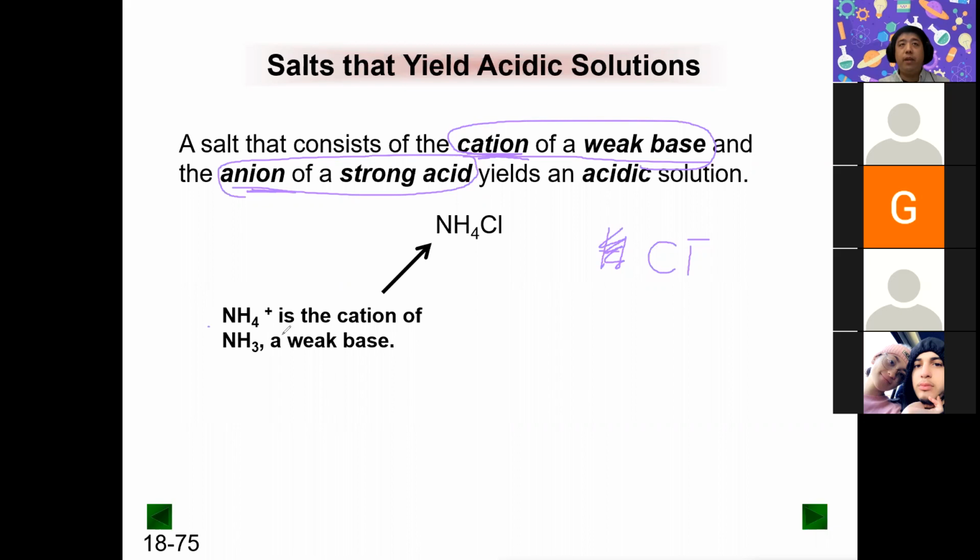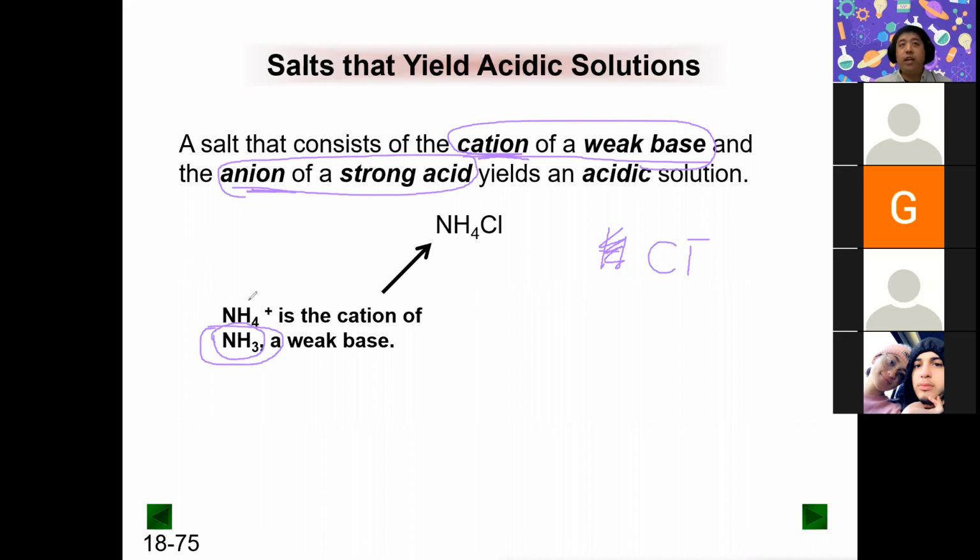If I look at a weak base, NH3, what do weak bases and weak acids tend to do? Nope, they don't tend to dissociate. That's a strong acid and strong base. They tend to remain together, okay? They do not like to separate, they remain as one.